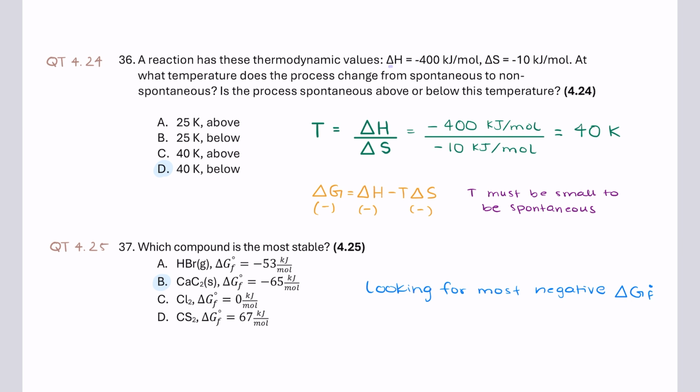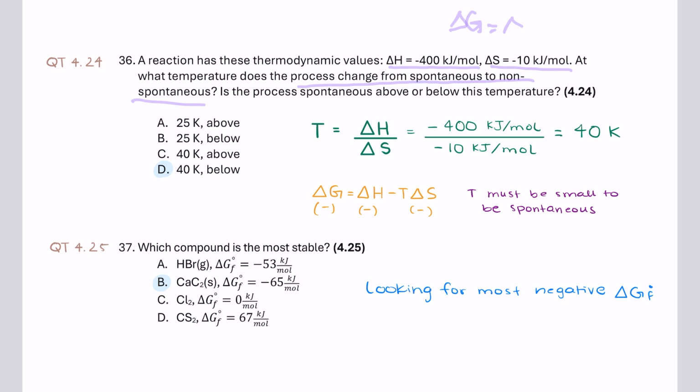Problem 36 says a reaction has these thermodynamic values. Delta H is equal to negative 400 kilojoules per mole. Delta S is equal to negative 10 kilojoules per mole. At what temperature does the process change from spontaneous to non-spontaneous? Is the process spontaneous above or below this temperature? To figure this out, we're going to start with the equation that relates these values, the Gibbs free energy equation. It states that the change in free energy, delta G, is equal to the change in enthalpy minus the temperature times the change in entropy.